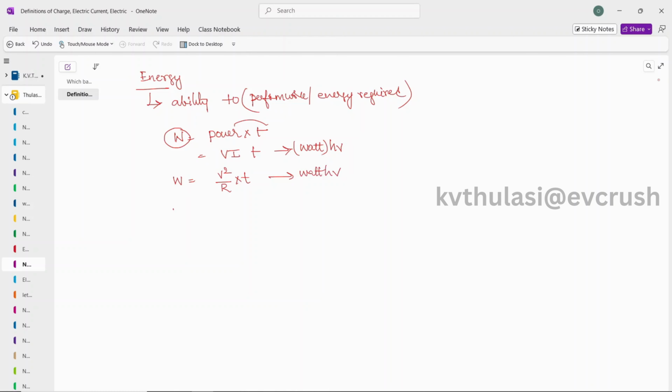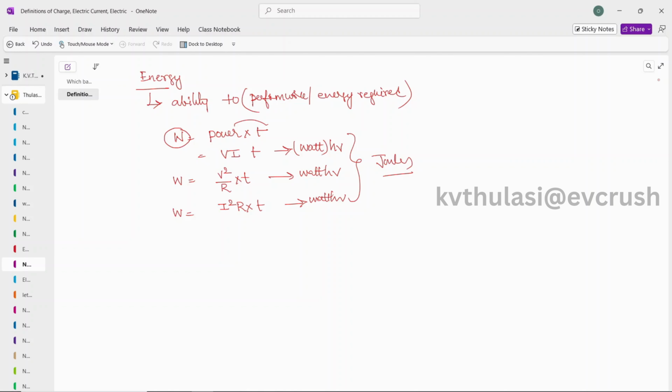And the next form is in terms of I square R. This I can write as I square into R into T, where the ultimate unit of energy is watt hour. This watt hour is also generally called by one more name, joules. Okay, this is how to represent energy, and how to link power and energy.